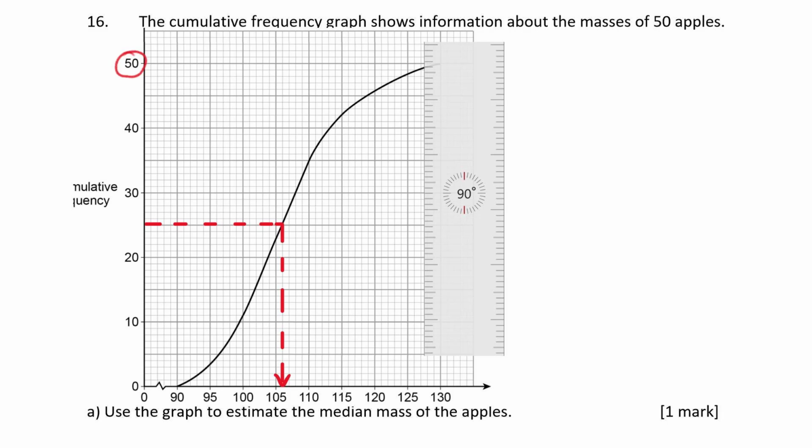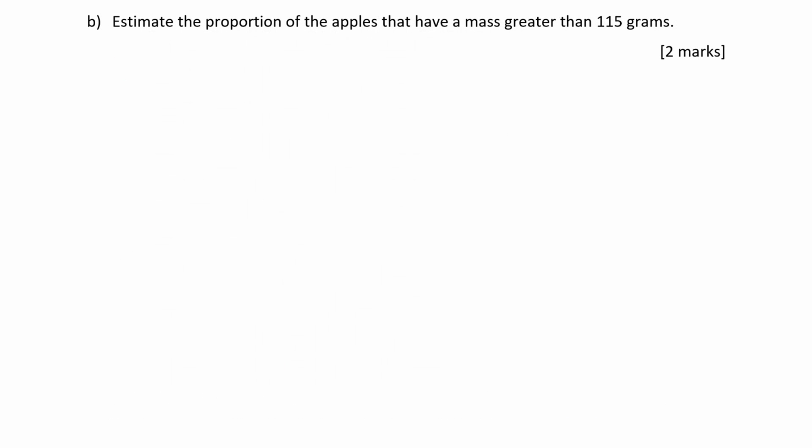What's that? It's one little square up from 105. Now there are 5 little squares between 105 and 110, so each square must be 1. So I reckon that's 106 grams. So I'm going to say my estimate for the median mass of apples is 106 grams. Okay, now marking the graph like this is good method, so it's good to draw it on the graph as evidence of your working.